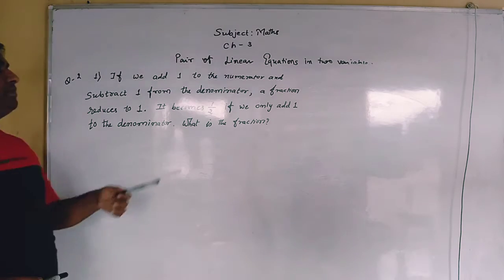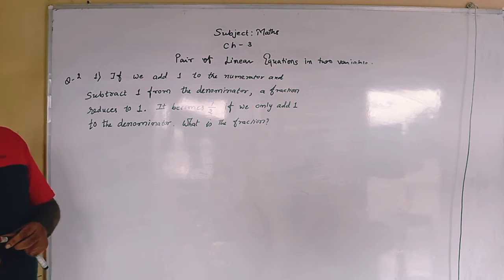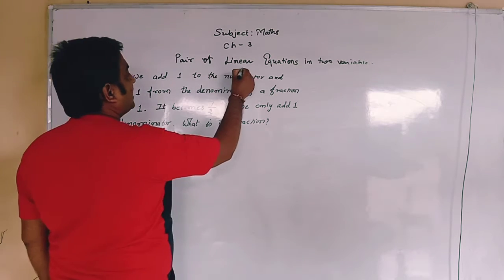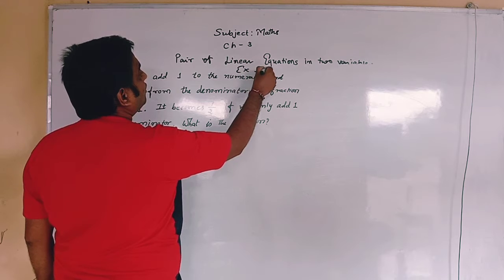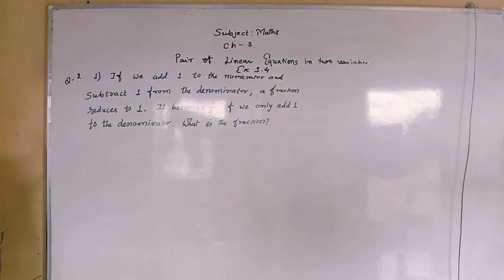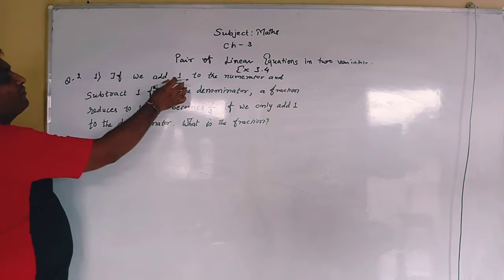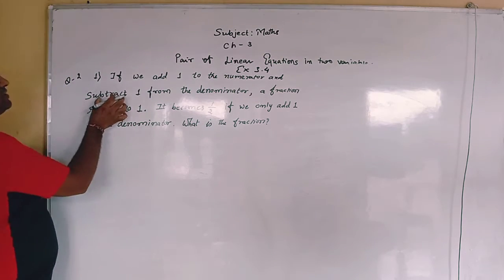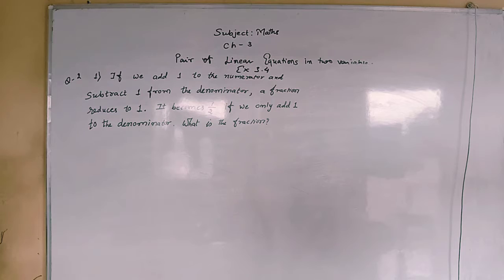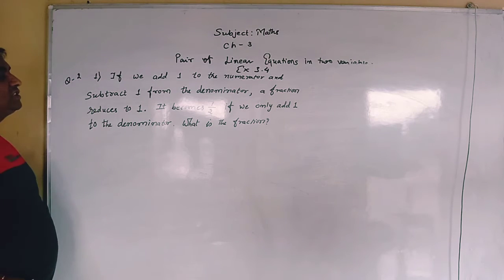Hello friends, in chapter 3, pair of linear equations in two variables, we will see exercise 3.4 question 2. The first question is: if we add 1 to the numerator and subtract 1 from the denominator, a fraction reduces to 1.